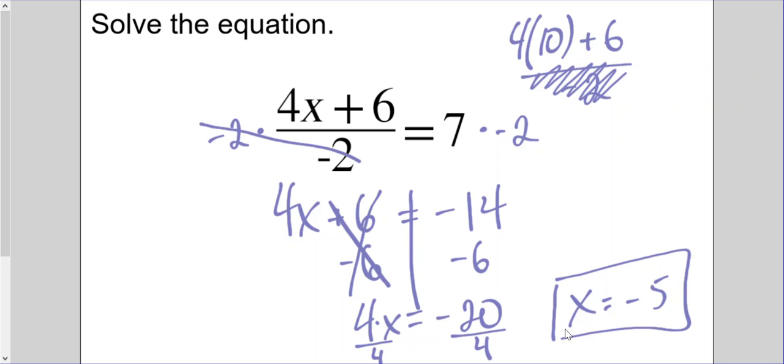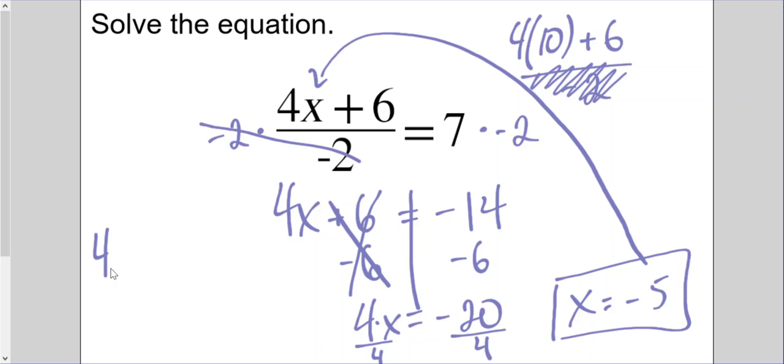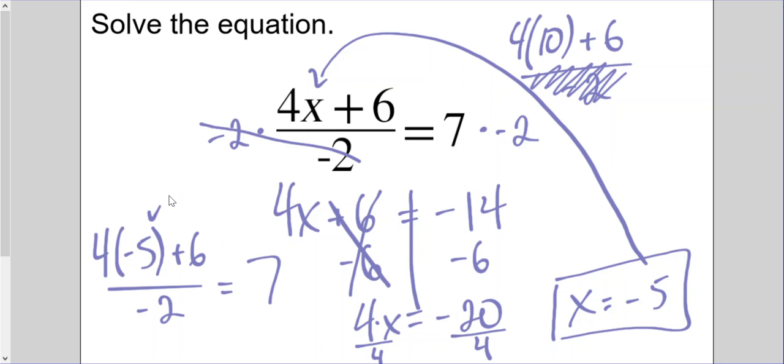Remember, you can always check to see if you actually have the right solution by plugging that back into the original problem. 4 times negative 5 plus 6, divided by negative 2. That would give you a positive 7. So that is the correct solution for this problem.